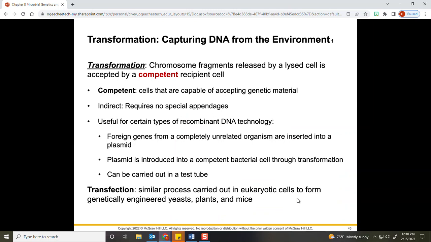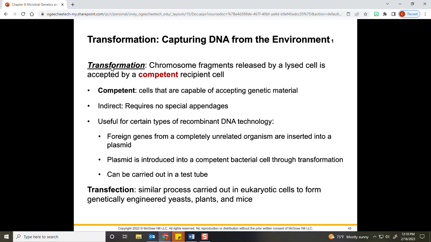So that was conjugation. How about transformation? Transformation is when we capture DNA from the environment. So when an organism dies, its chromosomes and genetic material are going to degrade over time. But in the case of bacteria, sometimes they can absorb these chromosomal fragments when a cell releases them from dying.